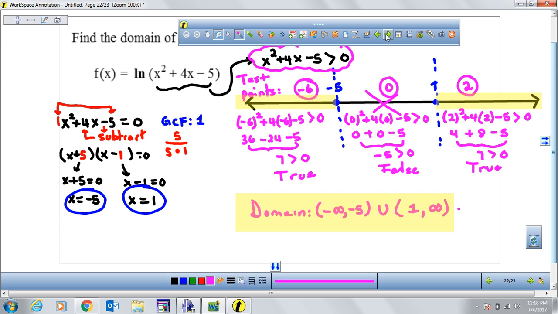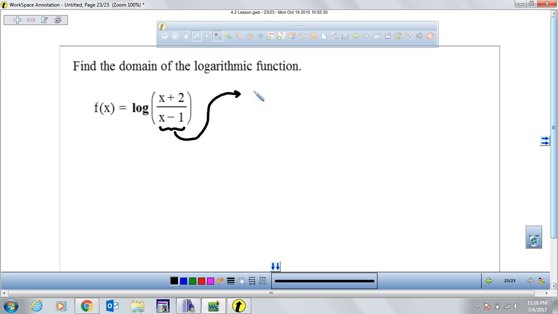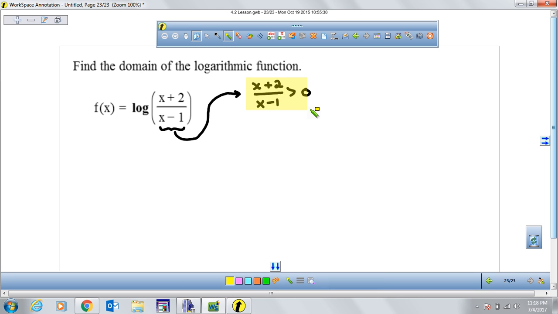And the last question, we're going to do the same thing here. Find the domain of the logarithmic function without graphing, just by doing the algebraic method that I show you. So to find the domain of this function, we have to find the values of x that make this fraction right here greater than 0. This is the inequality that we're trying to solve.